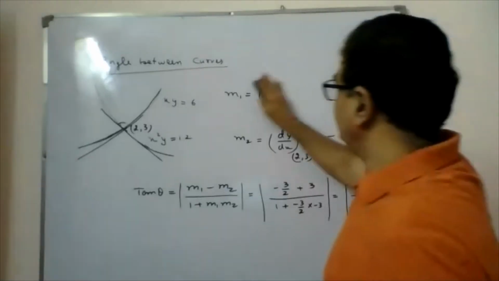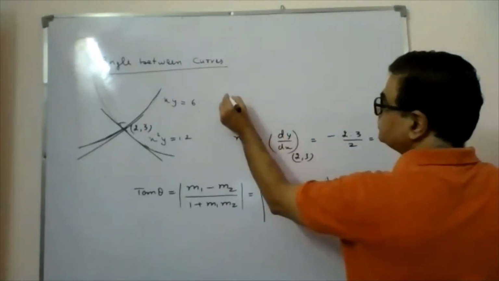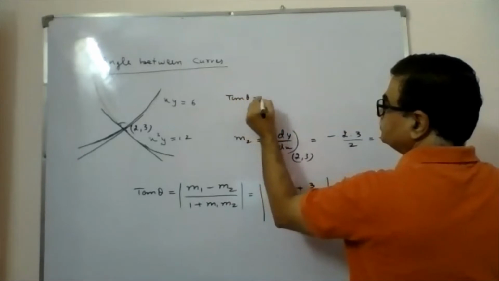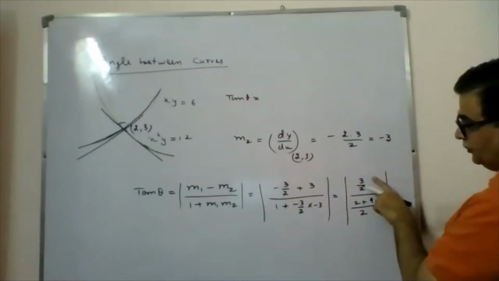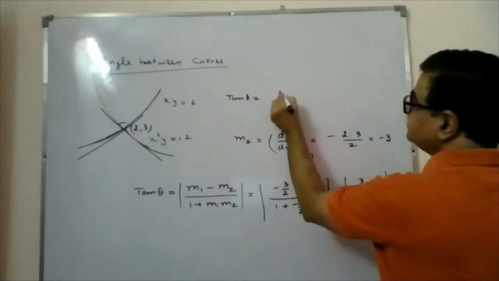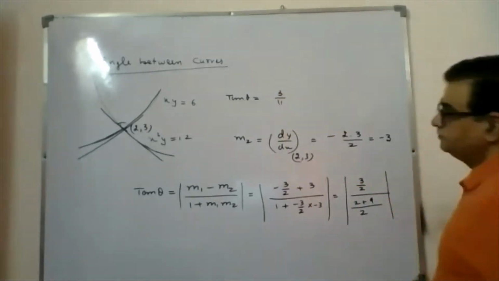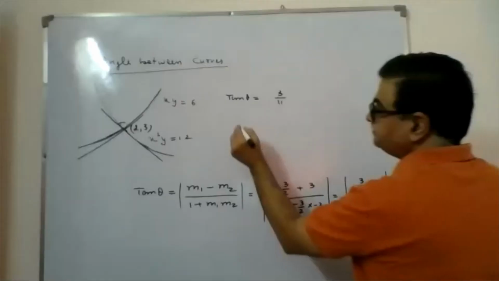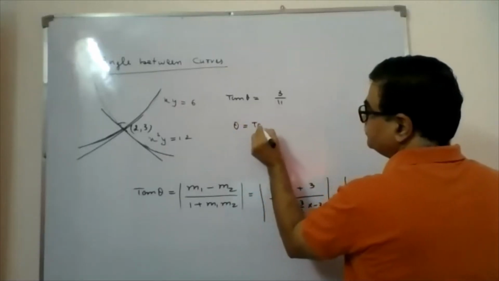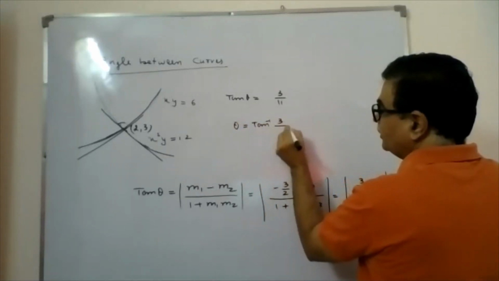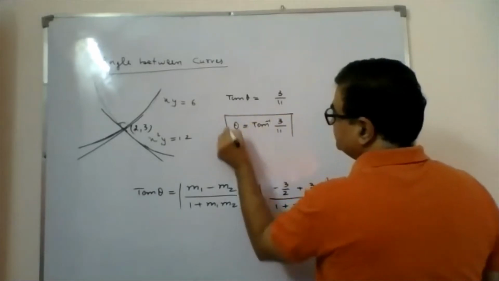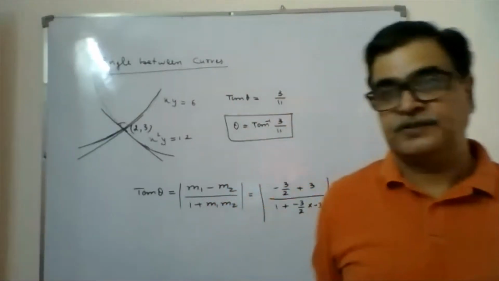So what is tan theta now? That comes out to be 3 by 11. Or we should say theta will be tan inverse 3 by 11. This is the angle between the two curves.